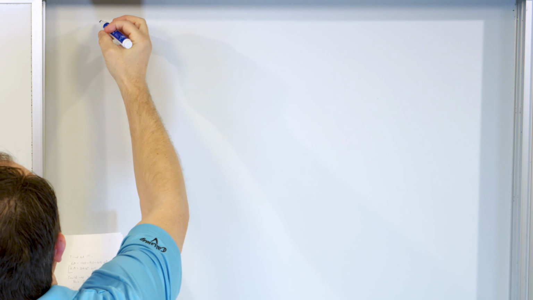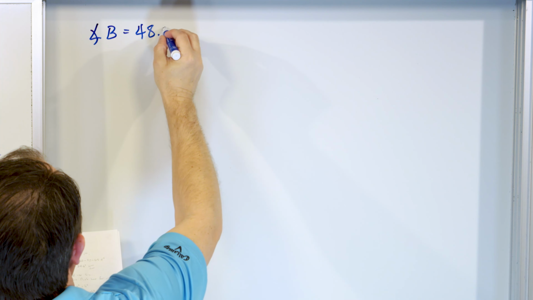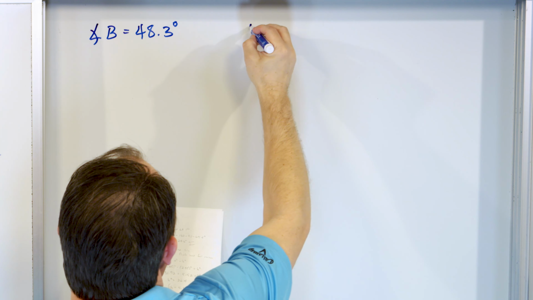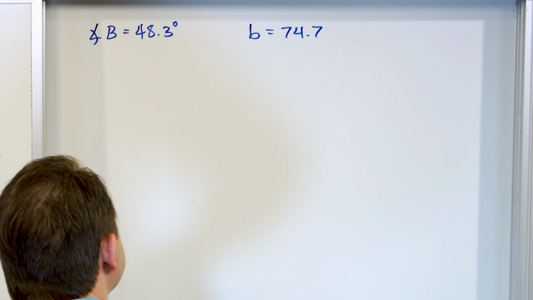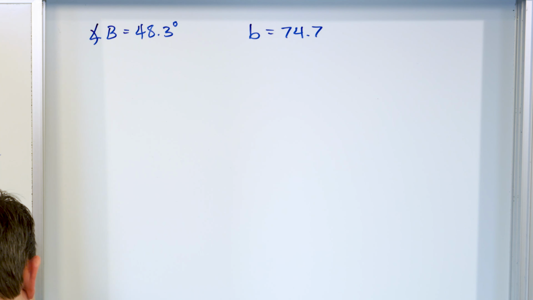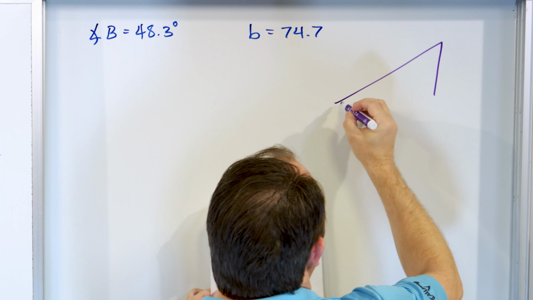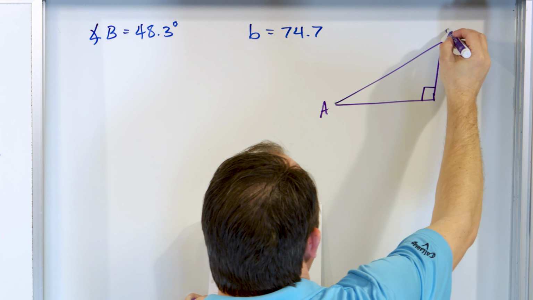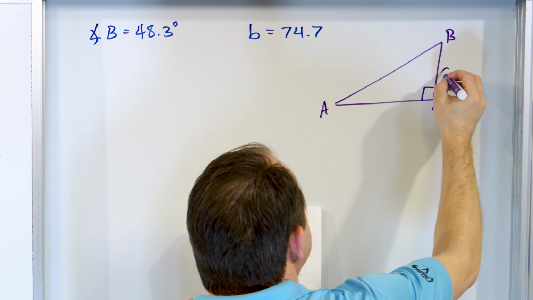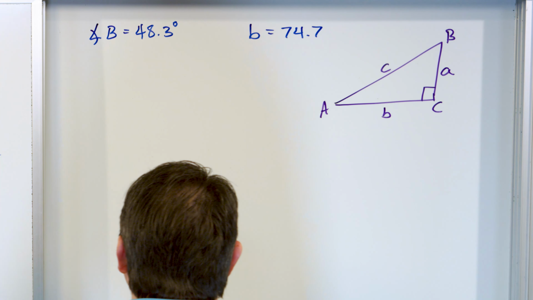All right, let's say I give you, as a known quantity, that angle B is 48.3 degrees. And you're also told that side B is 74.7 meters or whatever. Solve the triangle. This is a right triangle. The first thing you do is draw the right triangle. This is angle A, this is angle B, and this is angle C. And so this is side A, this down here is side B, and this is side C. And write down what you know.